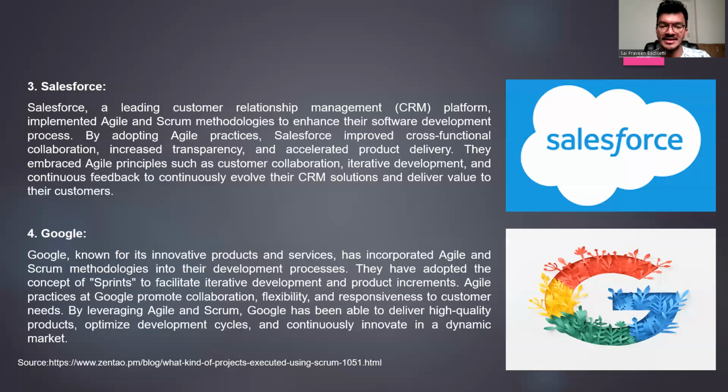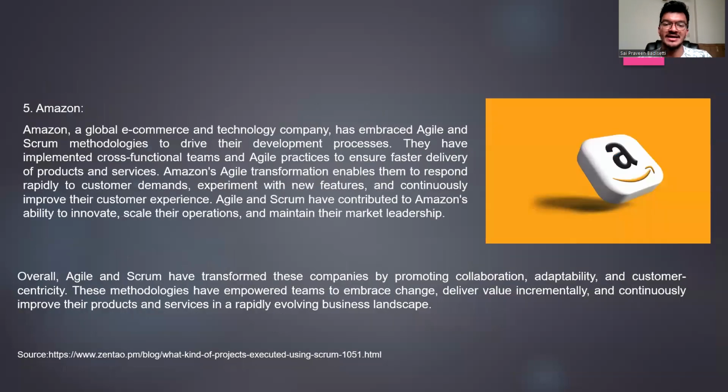Now, coming to Amazon, a large e-commerce, if not the largest e-commerce and technology company, that uses Agile and Scrum. They have cross-functional teams that follow Agile practices to deliver products and services quickly. Amazon's Agile approach helps them respond fast to customer needs, try out new features, and continuously improve the customer experience. By embracing Agile and Scrum, Amazon can innovate, scale their operations, and stay ahead in the market.